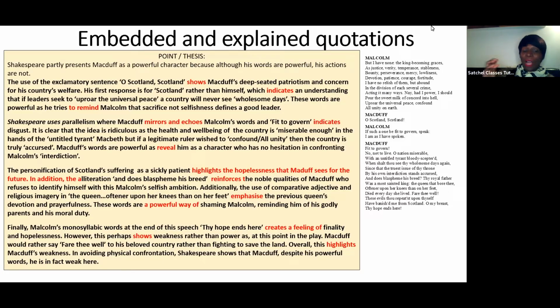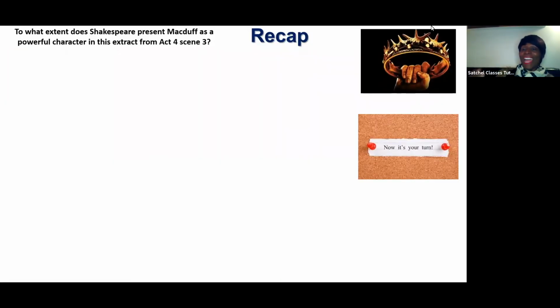Macduff would rather say farewell to his beloved country rather than fighting. Overall, this highlights Macduff's weakness. In avoiding physical confrontation, Shakespeare shows that Macduff, despite his powerful words, is in fact weak. So I've come to a conclusion using the explanation and using the embedded quotations. Okay, right. I hope that you now feel that if you were to tackle this assignment, looking at Act 4, Scene 3, to what extent is Macduff presented as a powerful character, you could think about it.